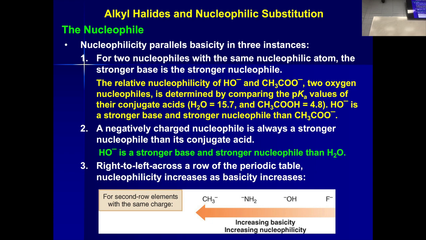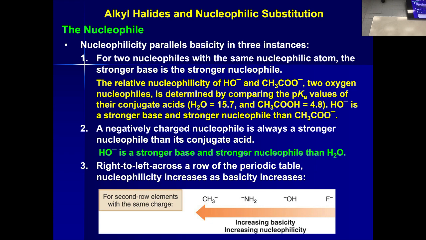Almost always a negatively charged nucleophile is going to be stronger than its conjugate acid. Water can function as a nucleophile in an SN1 reaction, but not an SN2 reaction. Hydroxide can function as a nucleophile in an SN2 reaction. Okay? And so hydroxide, being the stronger base, is going to be the better nucleophile.